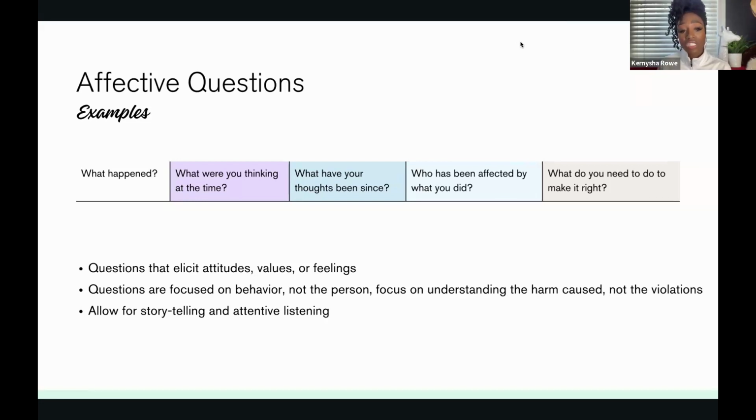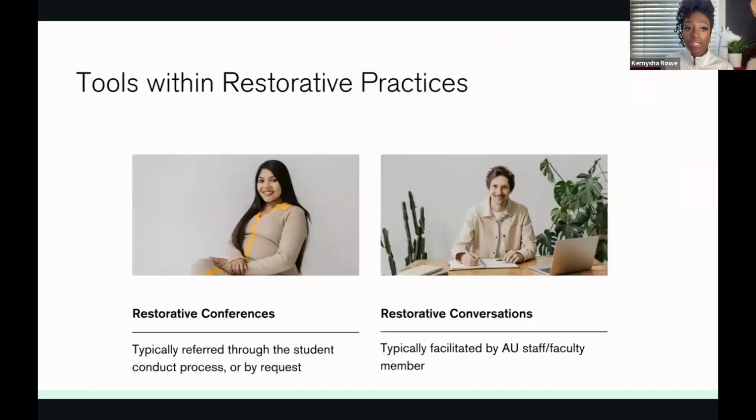So through these questions, it really does allow for storytelling. It allows for attentive listening. And in my office in particular, we have some really great tools as to how to do this with students. As I mentioned, these are things that we already do on our own, but sometimes there are situations where you may need a third-party neutral person to facilitate these conversations. And this is what we do with students.